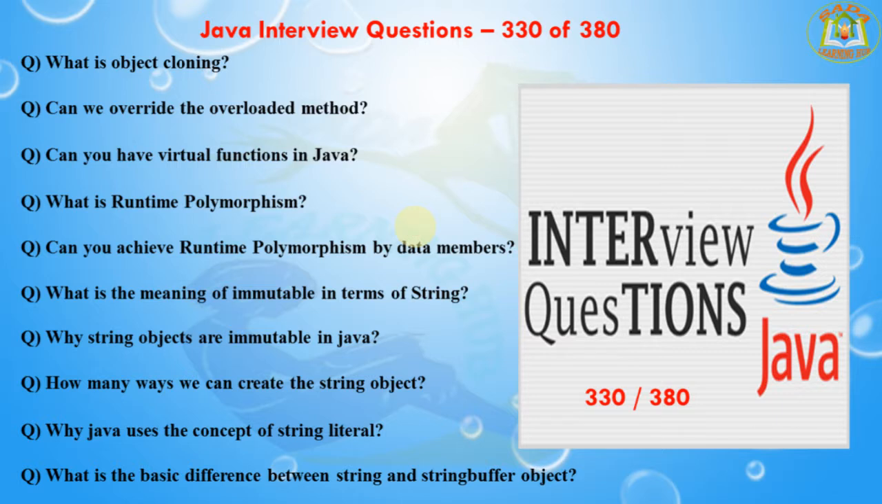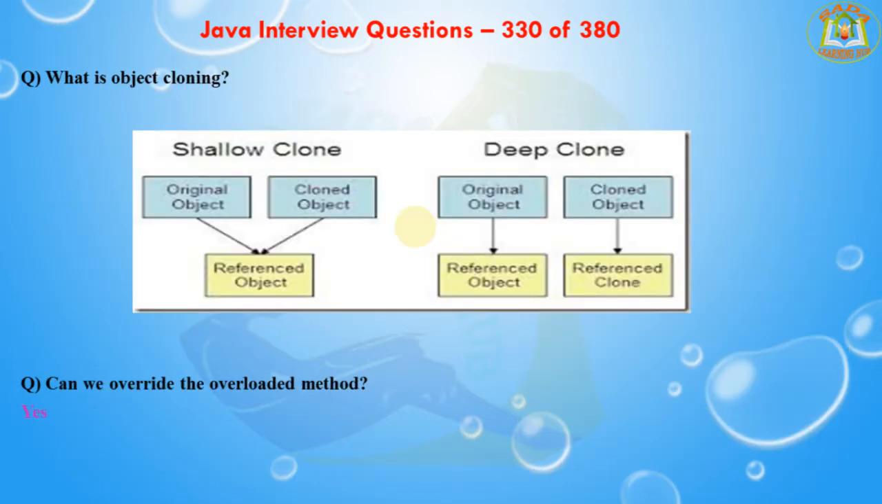Today's session we are going to learn the most important Java interview questions. The first question is, what is object cloning? Object cloning is used to create an exact copy of an object. There are two types of cloning: the first one is shallow cloning and the second one is deep cloning.